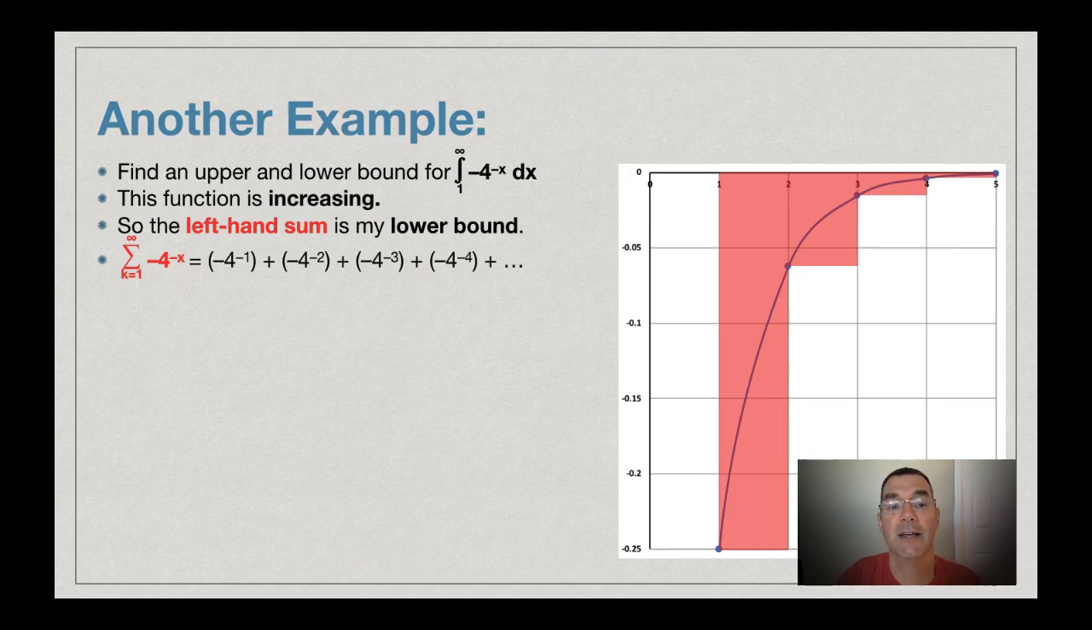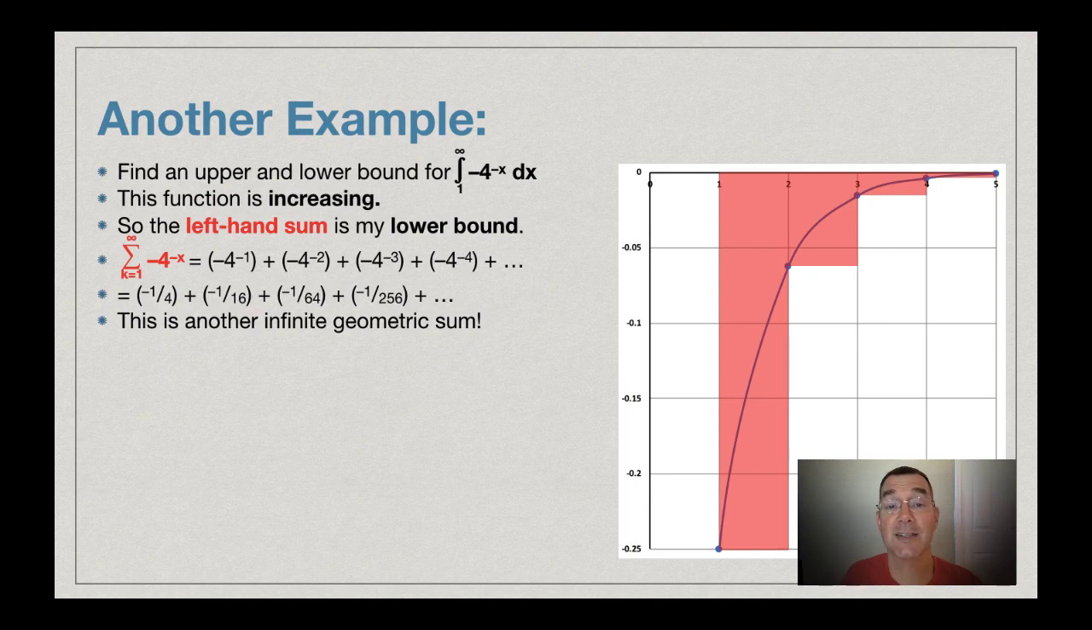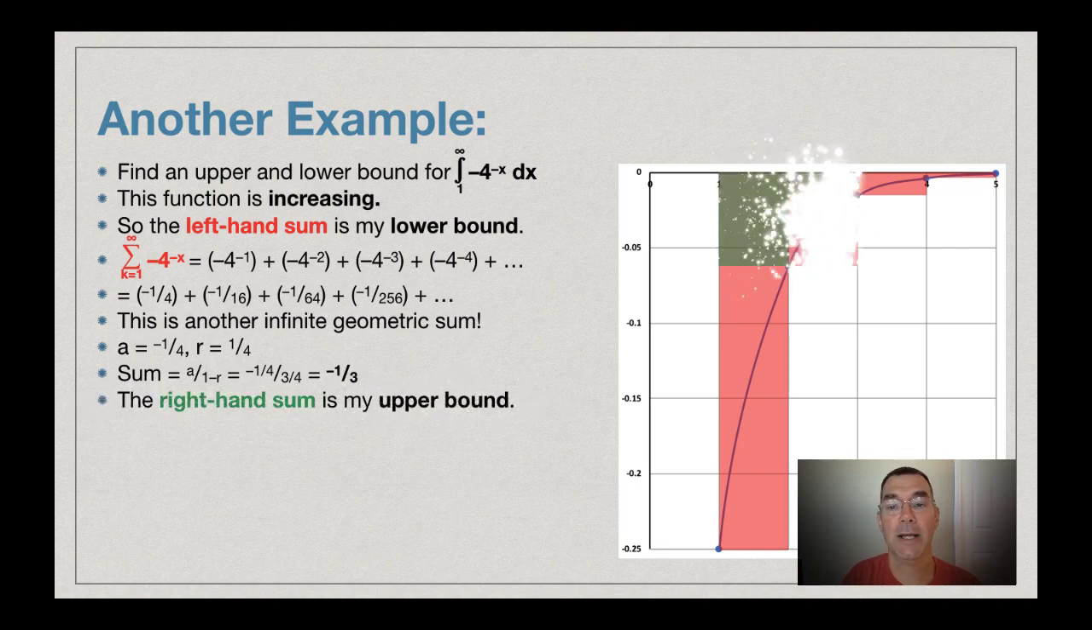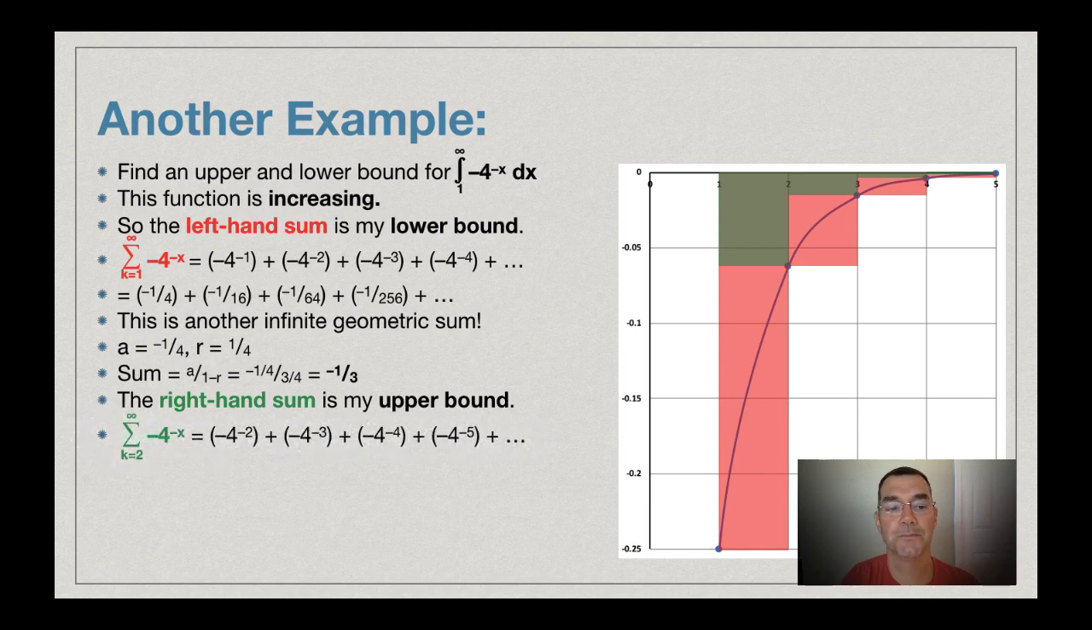The next one has an area of -4 to the -2, and so on. So that's -1/4, -1/16, and so on off to infinity. And this is another infinite geometric sum. So I use my formula again of a over 1 minus r, and I get -1/3 as the lower bound for my area. Then when I use my right-hand sum, again, I notice that those rectangles have the same area as the left-hand rectangles without the first rectangle.